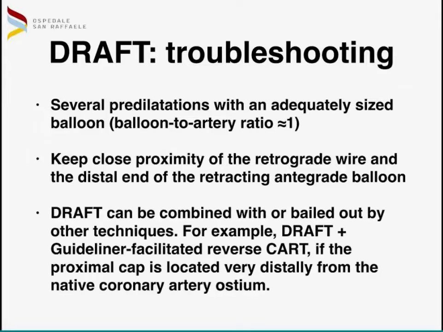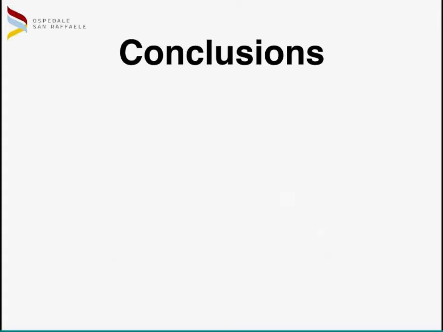And as discussed before, DRAFT can be combined with or bailed out by other techniques. For example, DRAFT plus a guide liner facilitated reverse CART if the proximal cap is located very distally from the native coronary artery ostium, or if you want to have a reentry not close to the distal part of the left main, as discussed before.